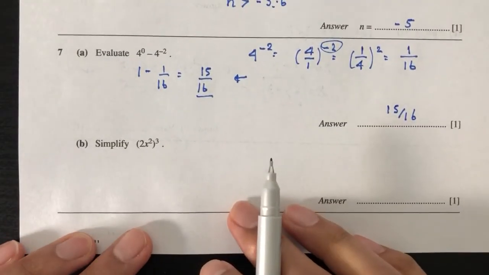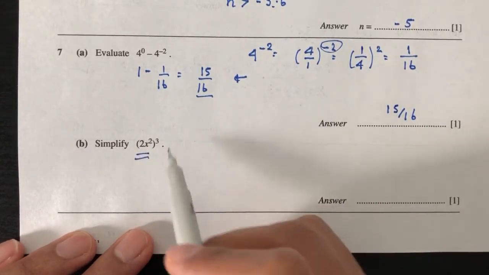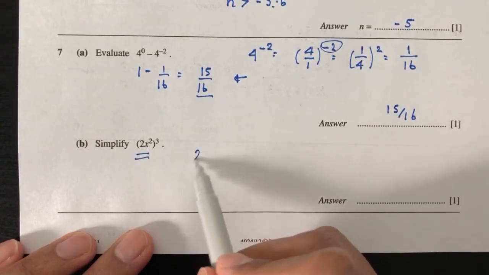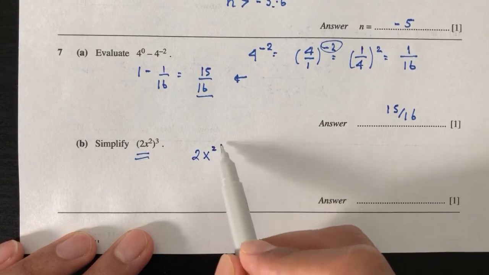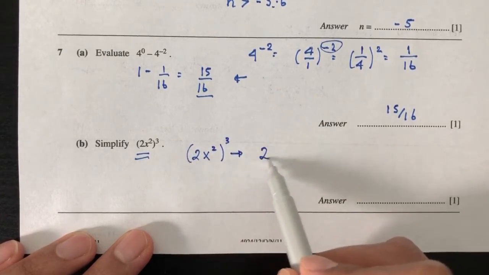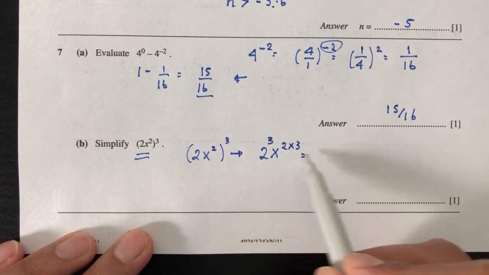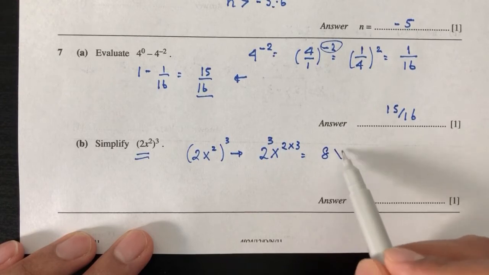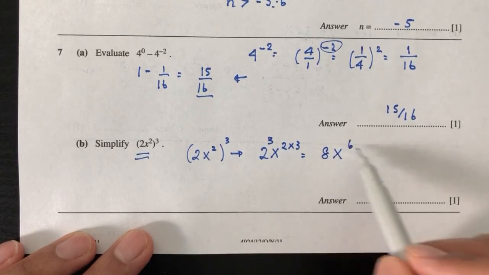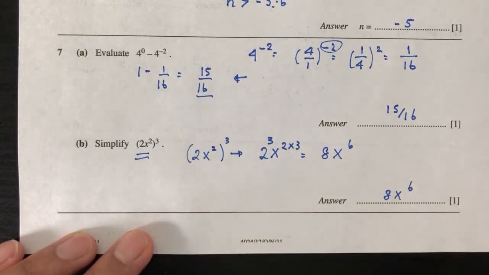Now for part B, simplify this indices, I guess. So we have (2x squared) power 3. So let's bring the power inside. We have 2 power 3, x power 2 times 3. That will become 8x power 6. So that will be your answer for part B, question 7.